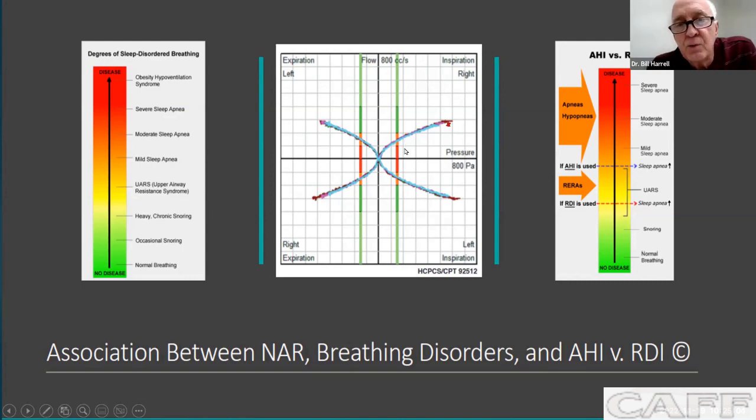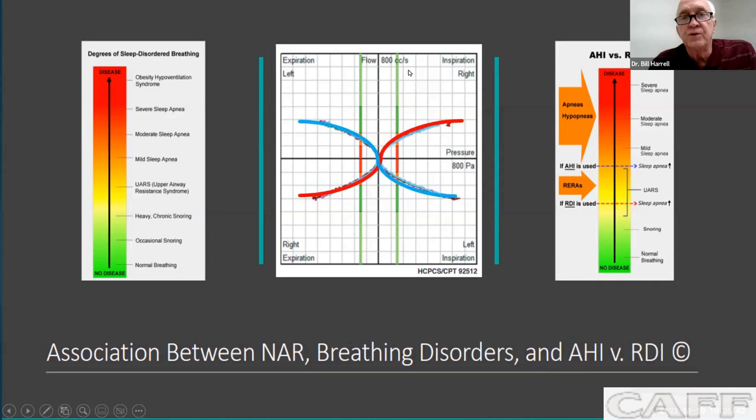Now you can see this one actually passes through. Where does it pass through? The orange. And if you look over here on the AHI RDI side, where it crosses this line is about up here at mild sleep apnea. So you may be able to predict the problems that you could run into. You want it to be a big lazy S is what you want it to look like.